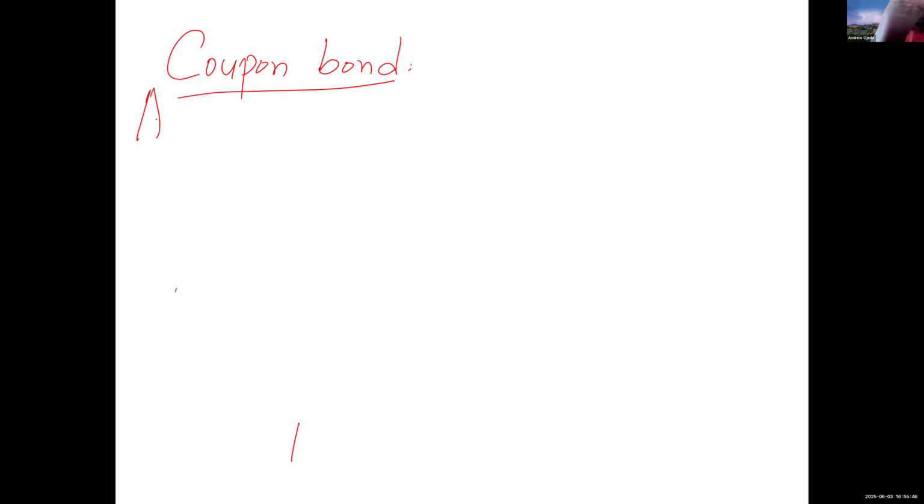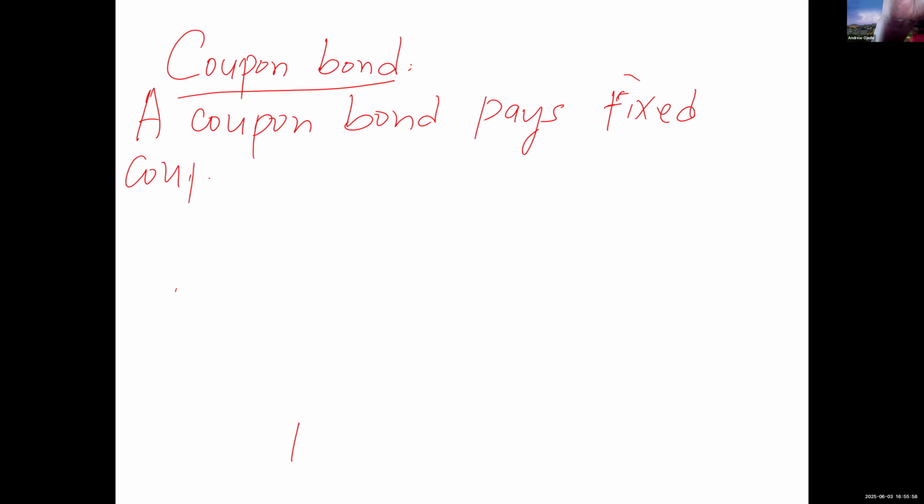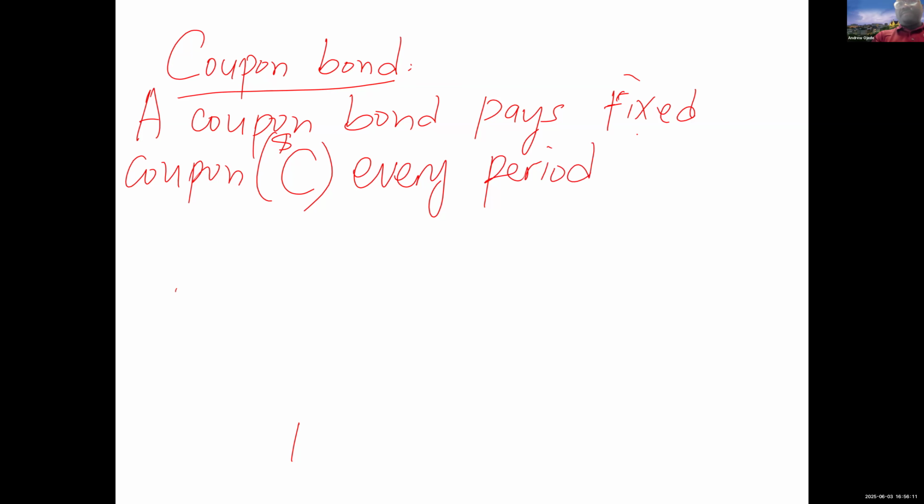So a coupon bond pays a fixed coupon, C, big C, which is in dollars, every period. Period could be year. Every period until maturity. That's one thing.